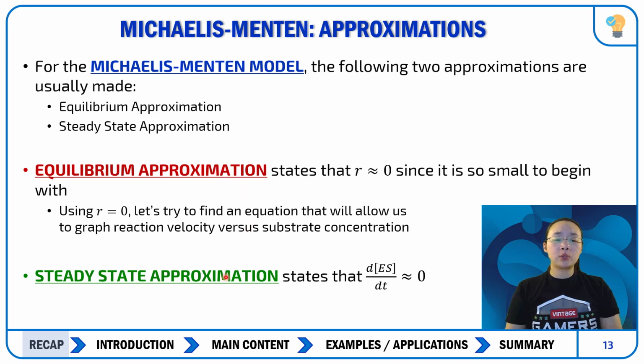So then we have to define a couple of conditions for the Michaelis-Menten model. We have two approximations that we have to adhere by. We have the equilibrium approximation, which states that the value of R is approximately equal to 0 because it's very small to begin with anyways. And using R equals 0, we can try to find an equation that allows us to graph reaction velocity versus substrate concentration. Next, the steady state approximation states that the change in the enzyme substrate concentration is going to be equal to 0. So that represents the plateau of the graph that we just saw.